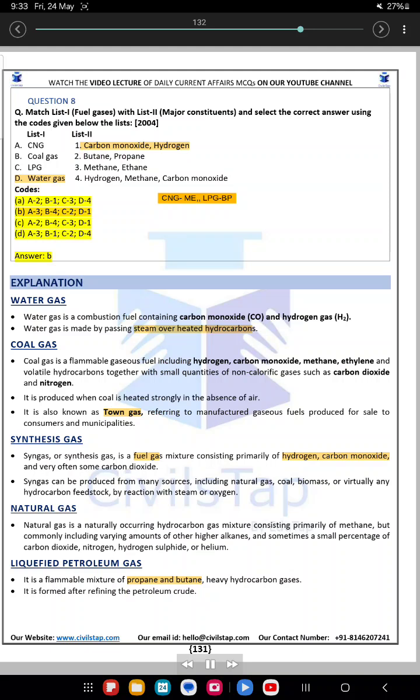Codes. A. A2, B1, C3, D4. B. A3, B4, C2, D1. C. A2, B4, C3, D1. D. A3, B1, C2, D4. Answer: B.